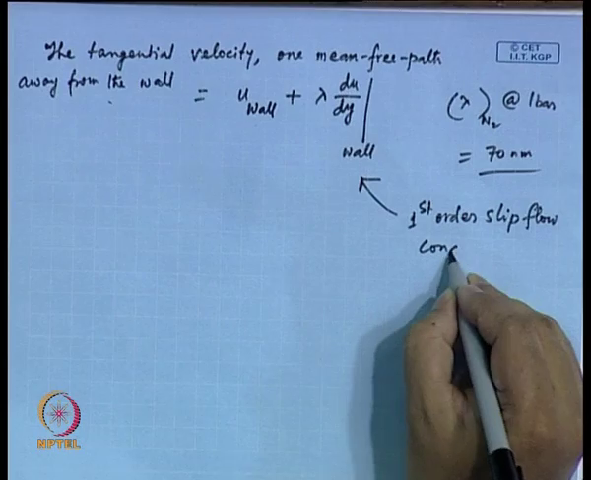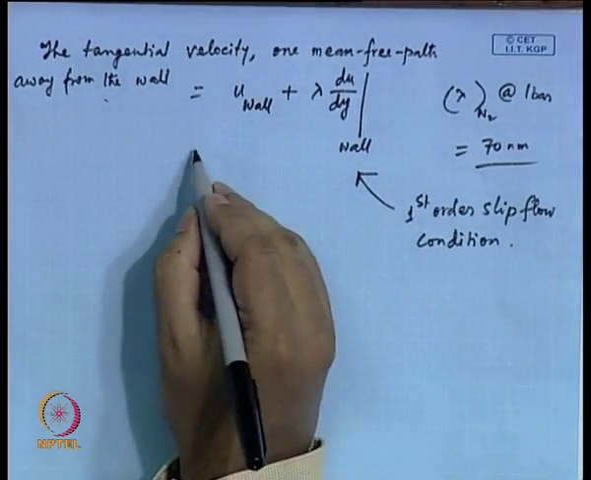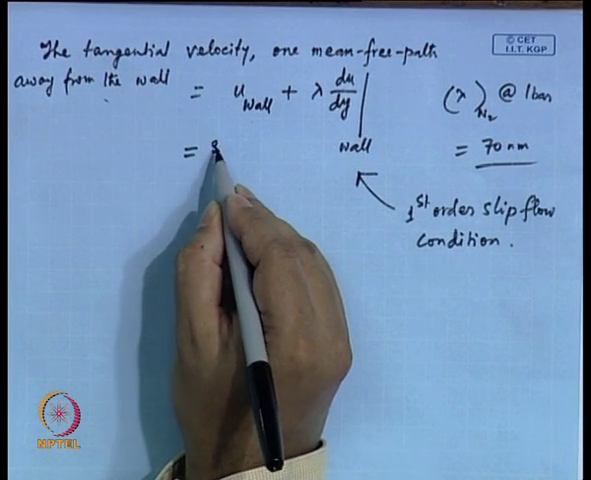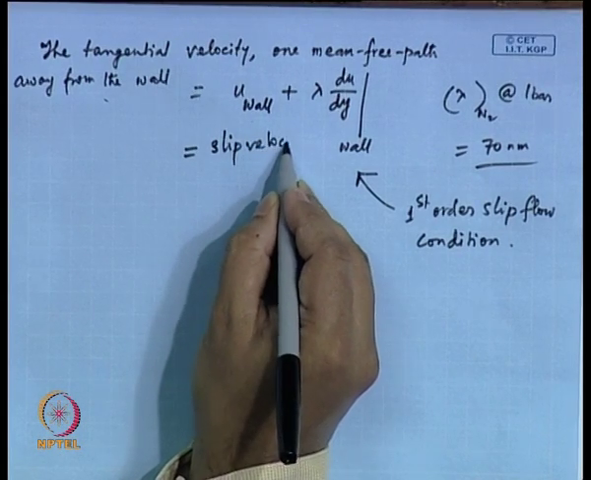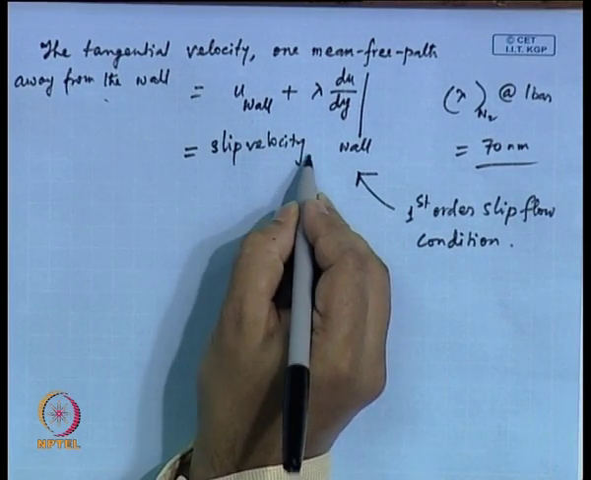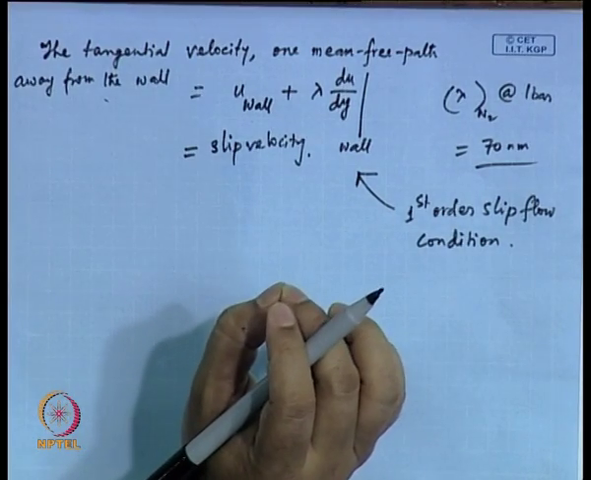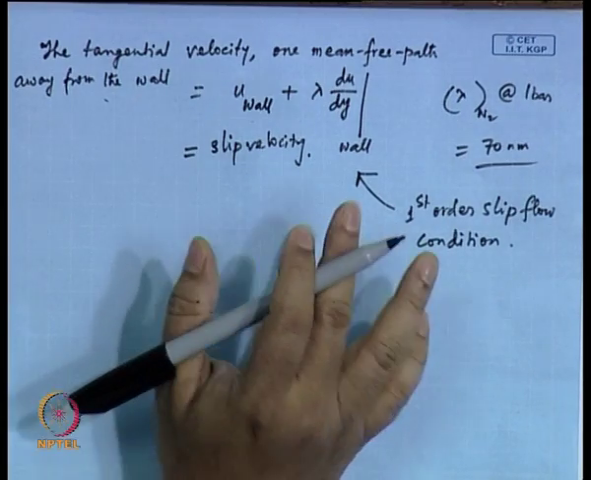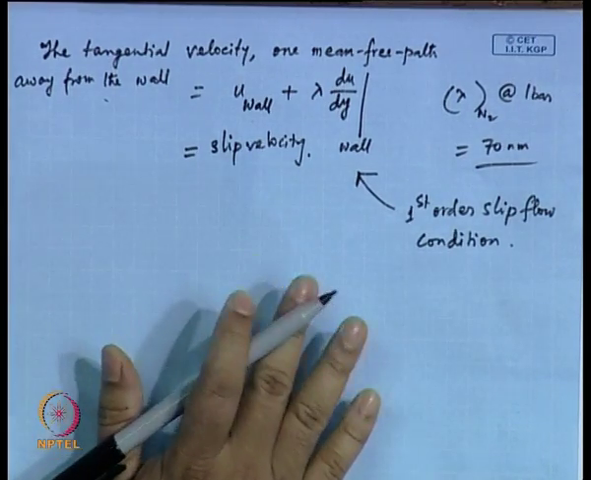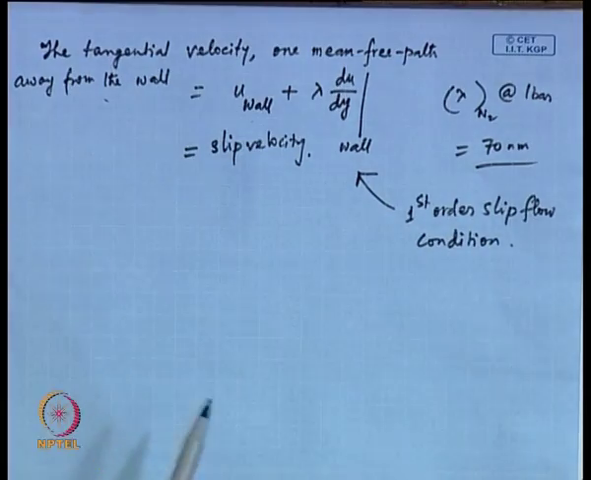First order slip flow condition, all right. And this is what we are going to call the slip velocity. It is not exactly the same. Now we will play with this equation further, but essentially it is first order, and you understood why we are calling it first order, but this is not the final form of slip velocity.